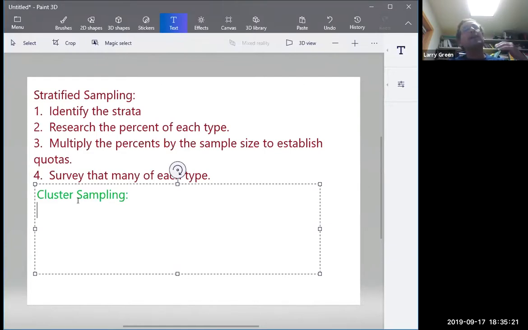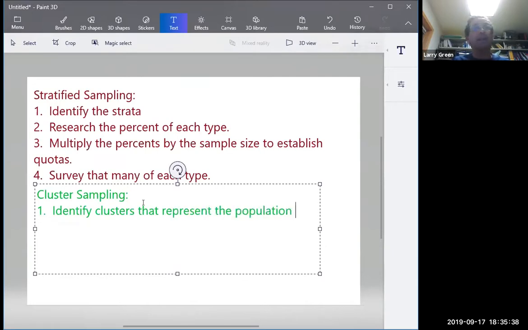So what you want to do is you want to get a representative collection. So identify clusters that represent the population proportionately. Okay, that's something that involves a little research. You got to figure out what proportion is online, what proportion is prison, what proportion comes to Lake Tahoe classrooms, and figure out what that is.